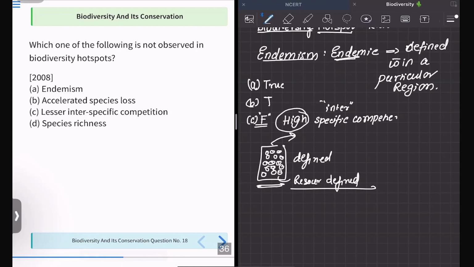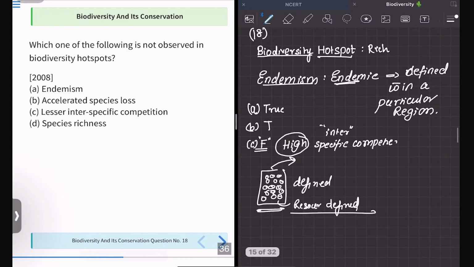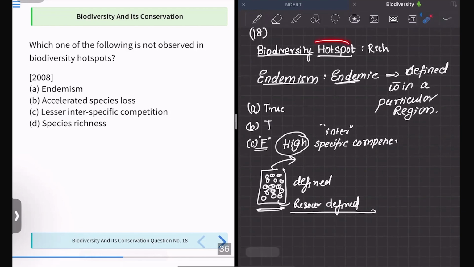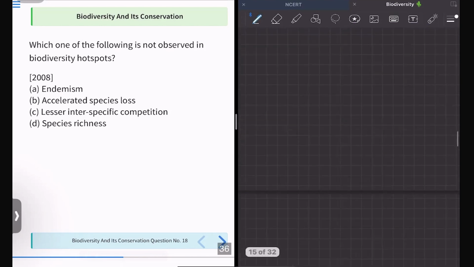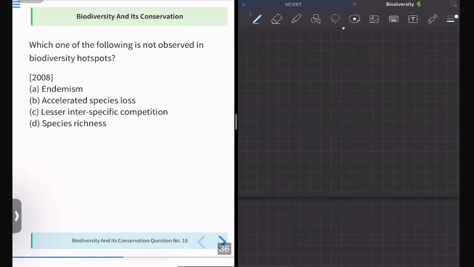So let us just see what option D is saying. Option D is saying species richness. That is absolutely true because the term hotspot itself denotes that. So the correct answer is option number C. This is important to understand, why there is high interspecific competition. I hope you have understood. Let me repeat it once again. Because the resources are limited, but the number of species is high, that is why there is going to be high competition. So for this question, you can mark option C as the answer.